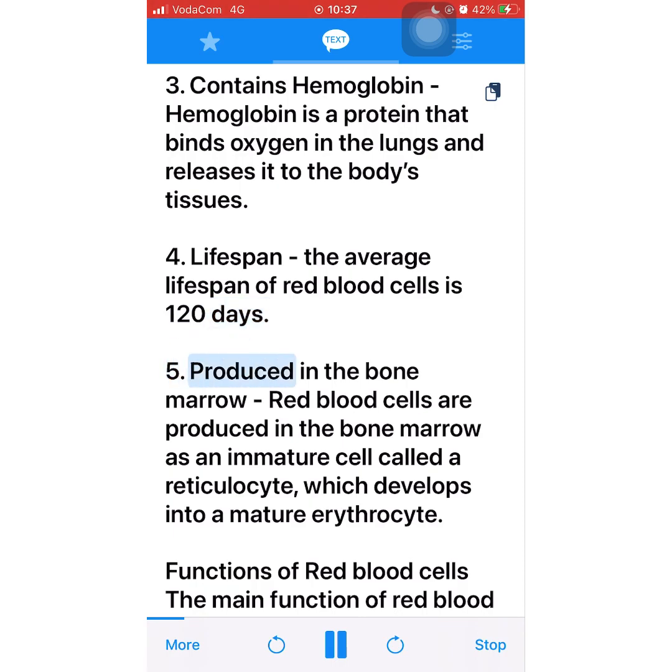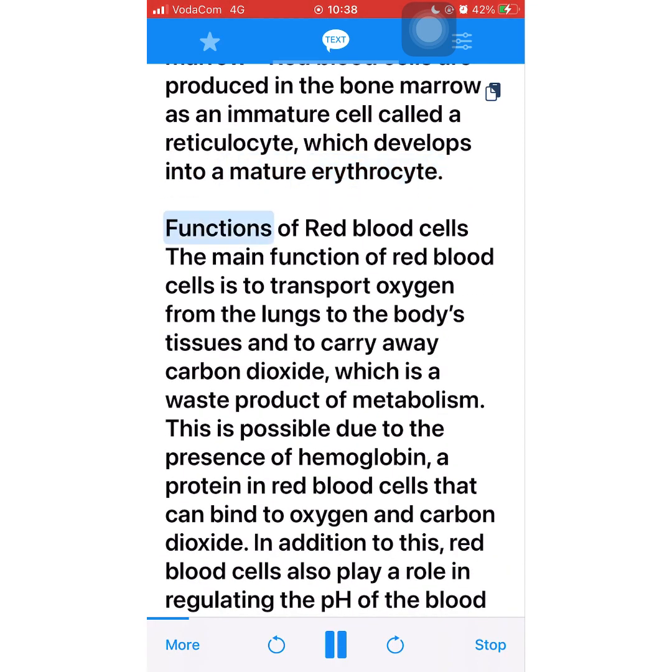5. Produced in the bone marrow. Red blood cells are produced in the bone marrow as an immature cell called a reticulocyte, which develops into a mature erythrocyte. Functions of red blood cells. The main function of red blood cells is to transport oxygen from the lungs to the body's tissues and to carry away carbon dioxide, which is a waste product of metabolism.